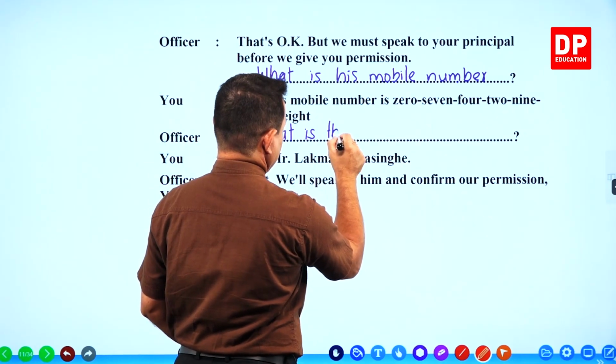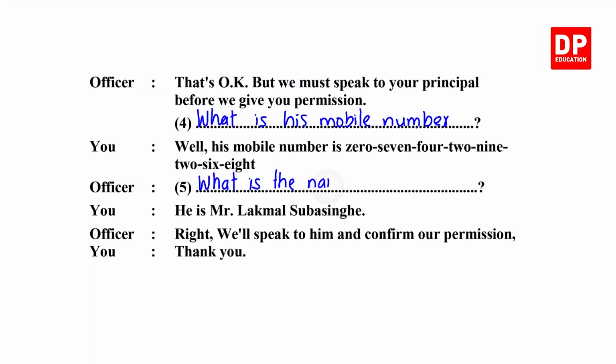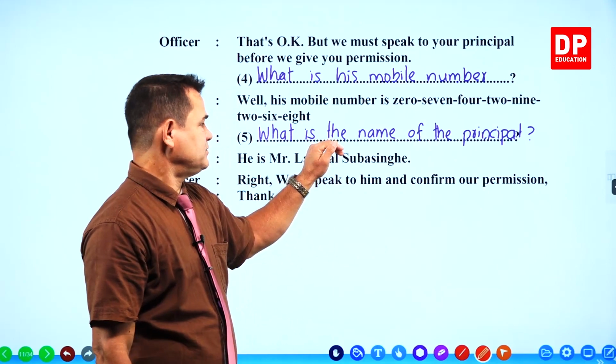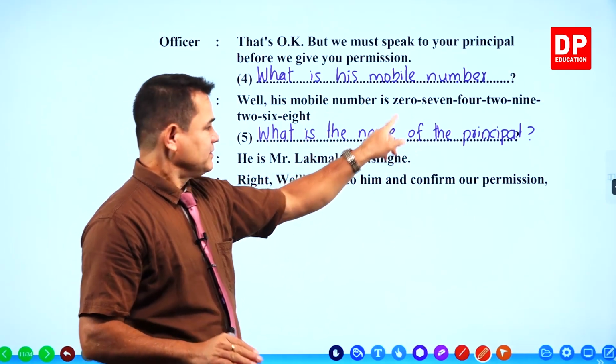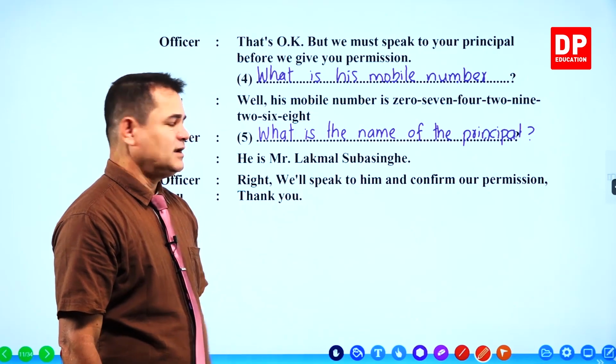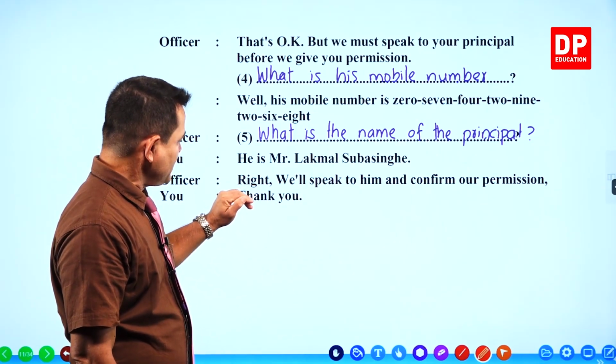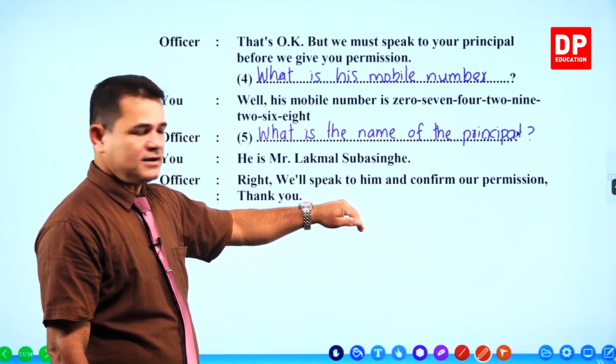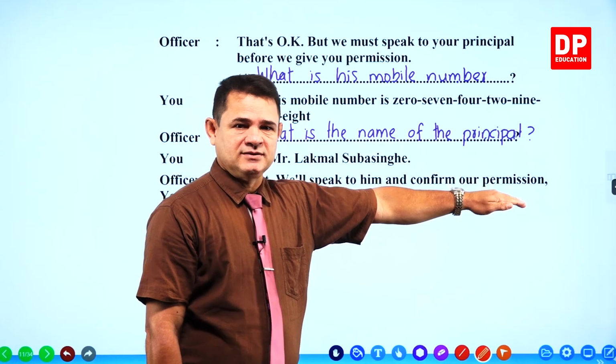What is the name of the principal? නැත්නම් what is the name of the principal? What is his name? That is also enough. Then answer, he is Mr. Lakmal Subasinghe. Right, we'll speak to him and confirm our permission. අපි යාට කතා කරන්න සහ ඒක confirm කරන්න මේ අවසරය. Then thank you.